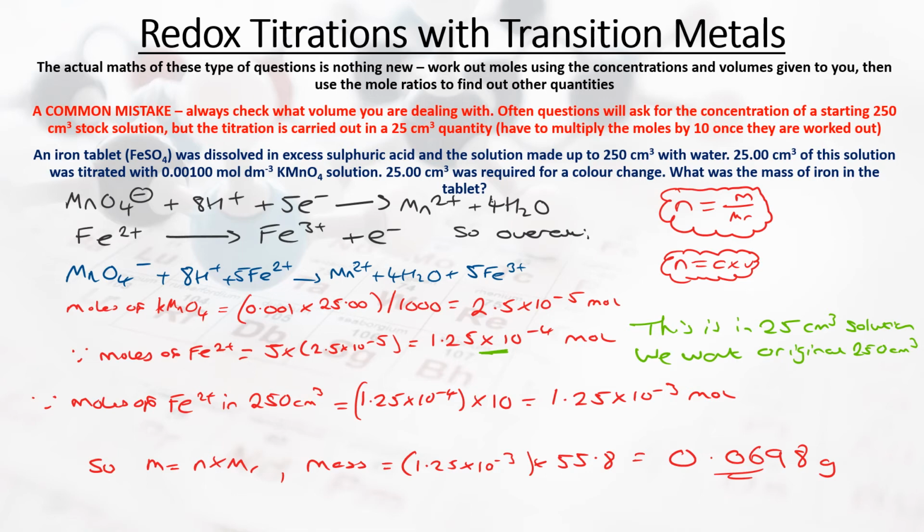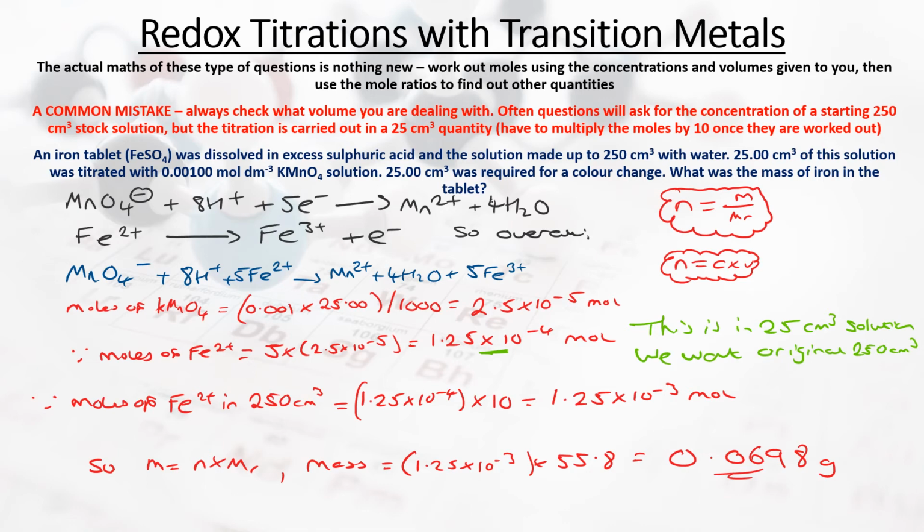And so the key thing to remember is always remembering, well, what is the volume that I'm actually dealing with? Typically, when you work out the moles in the titrations, you're dealing with the smaller quantity that you've used in the titration. But if the question asks you for the concentration of the starting stock solution, you have to remember to multiply the moles by 10 once you've worked them out, because the starting solution had 10 times the amount of the amount that you used in the titration.